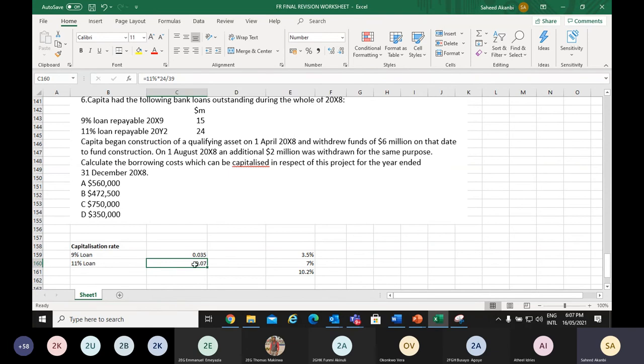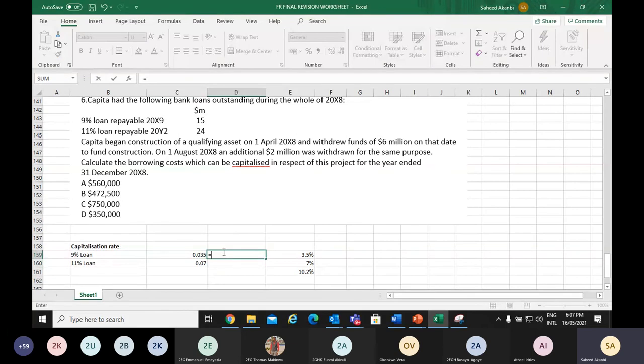So if you had it based on Excel, Excel will still give you 10.2 something. Because Excel is not seeing this figure as 0.35 only. Excel is seeing it as 0.35, 0.34, something. So for you to get it, you need to use your normal calculator by saying 0.035 plus 0.07. That's it. When I change it to percentage, it gives you 10.5. That's it.